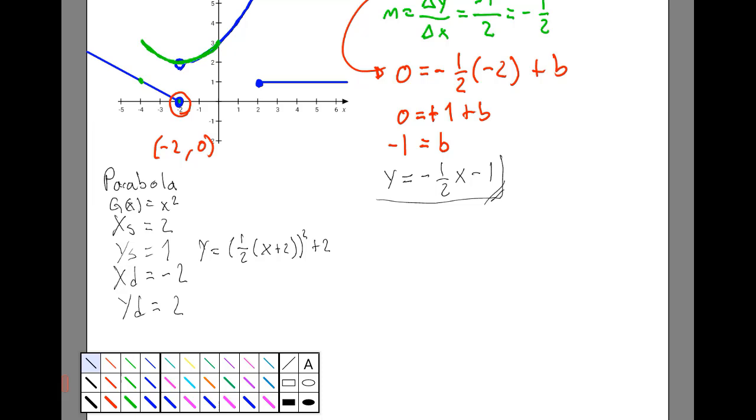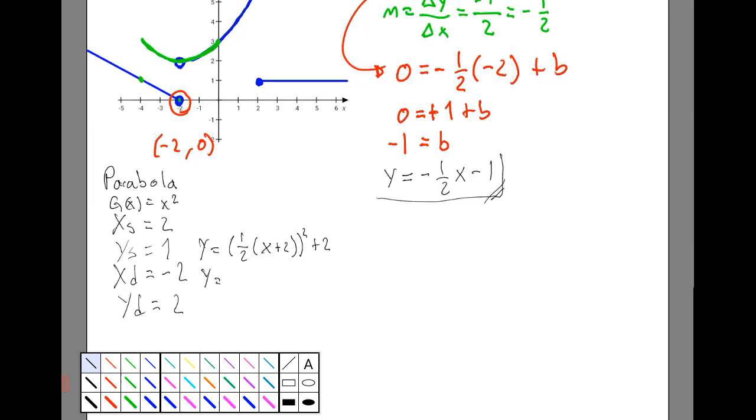Then remember, this square can be applied to the 1/2, so it is 1/4, and it is also applied to the x plus 2. And now we have the canonical form of the parabola.